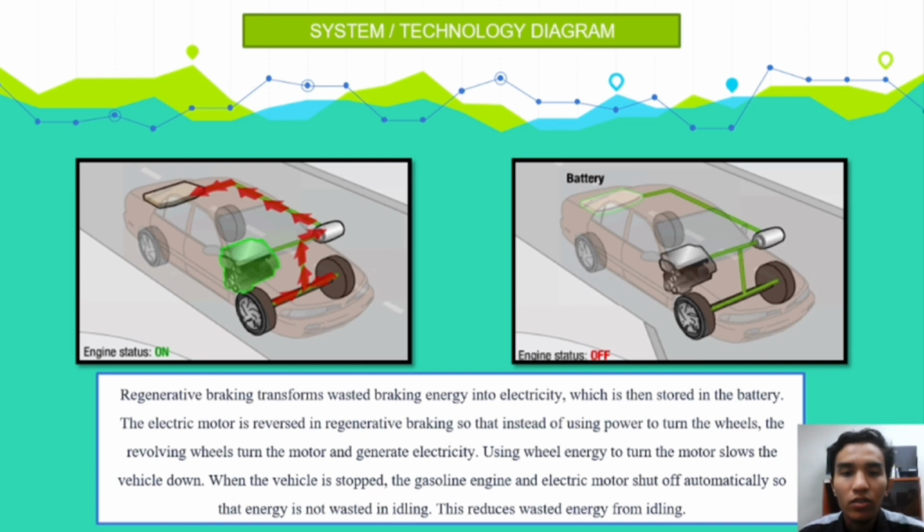When the vehicle is stopped, the gasoline engine and electric motor shut off automatically so that energy is not wasted in idling. This reduces wasted energy from idling. Okay, that's all from me.